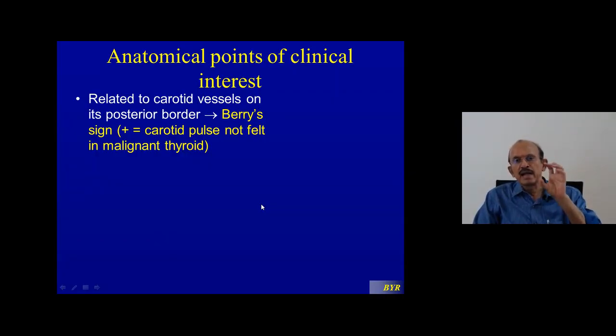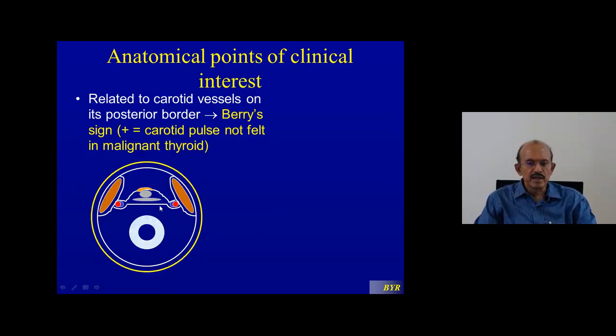So if it is a benign enlargement of the thyroid gland, carotid vessels are felt at the posterior border of the swelling. If it is a malignant swelling, a carcinoma of the thyroid for example, it doesn't displace, it always grows by infiltration. It won't push, it eats away the structures. So it eats away the carotid sheath and then engulfs the carotid sheath. That's why at the posterior border of the mass, you don't feel the pulsations. That is called Berry's sign.